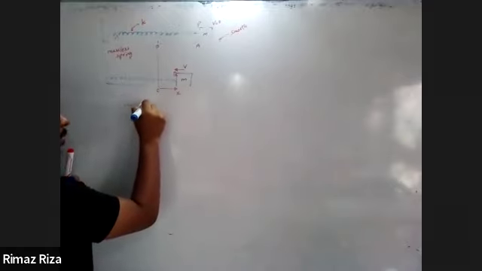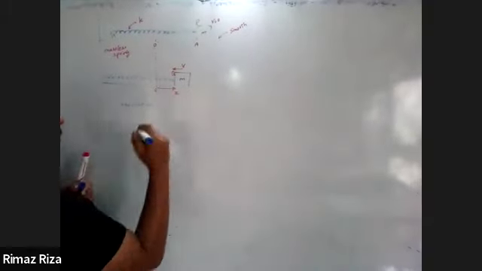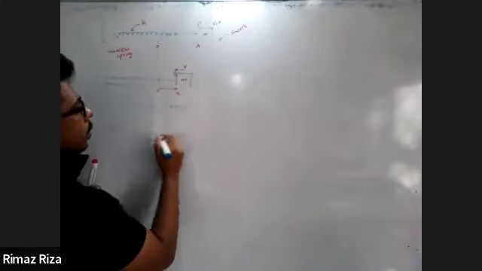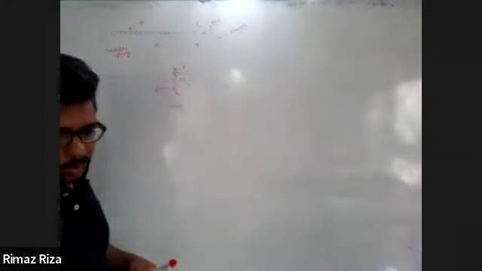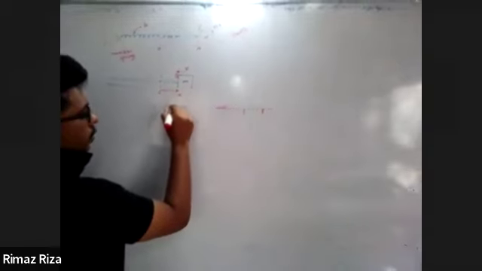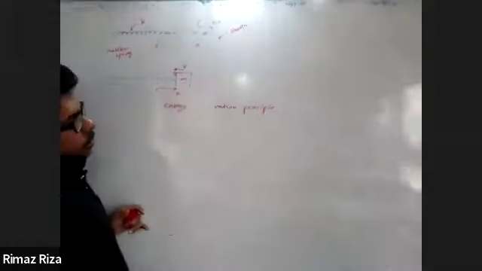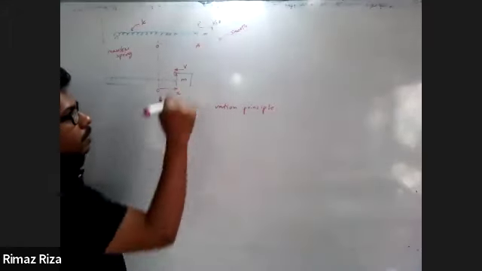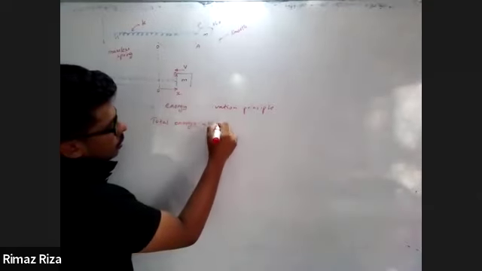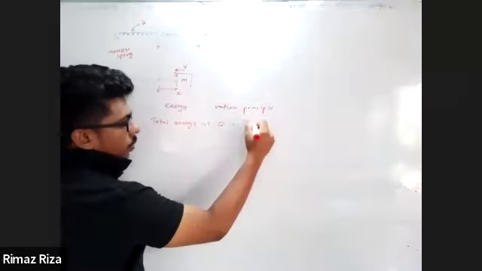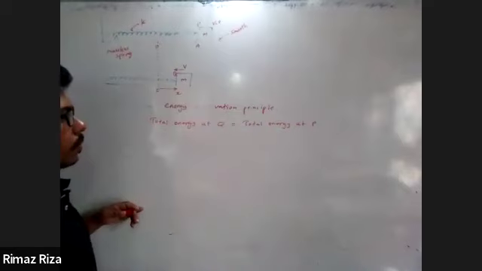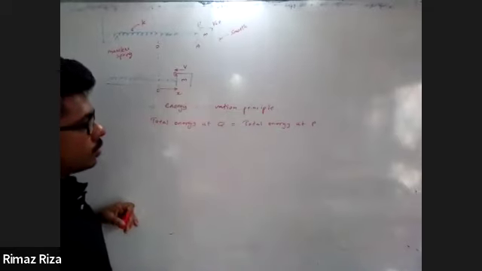Using energy conservation principle, we can write total energy at Q equals total energy at P. Okay, so total energy at Q equals total energy at P.